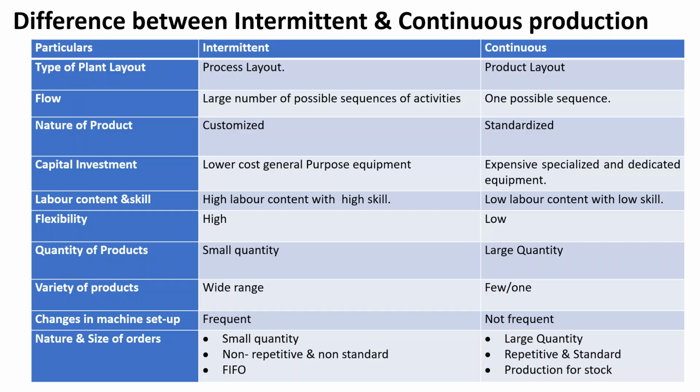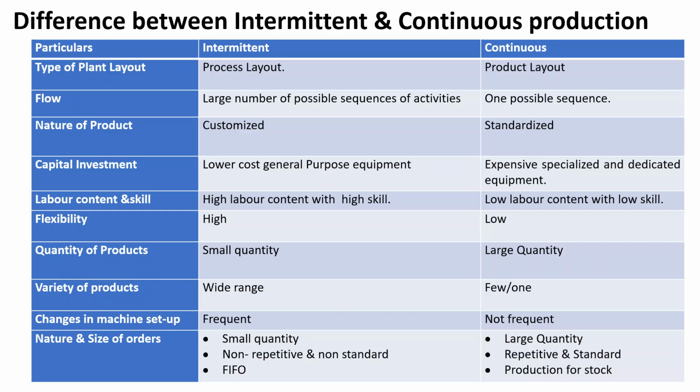This is what we have discussed, and it has been put in a summary. In case of intermittent production system, the type of plant layout to be used is process layout. In case of continuous, it is product layout. So for flow, a large number of possible sequences of activities is possible in case of process layout, and hence in intermittent production, the flow is highly jumbled. And in case of continuous production system, where product layout is followed, the flow is one possible sequence.